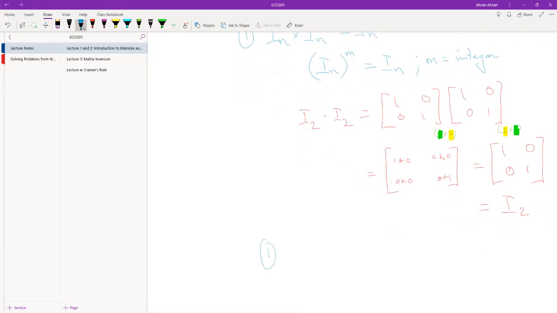The second feature is that if we have a matrix A, suppose, and we post-multiply or pre-multiply an identity matrix with A, we are going to get A. This is important: as long as A and I have the same dimension.